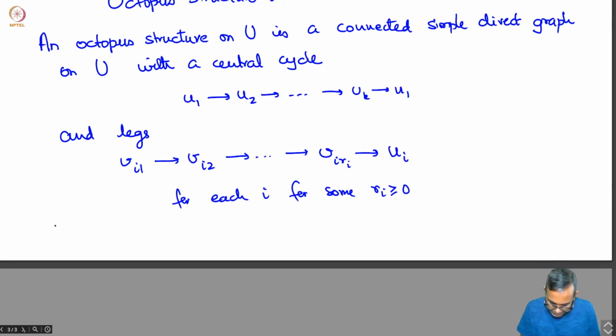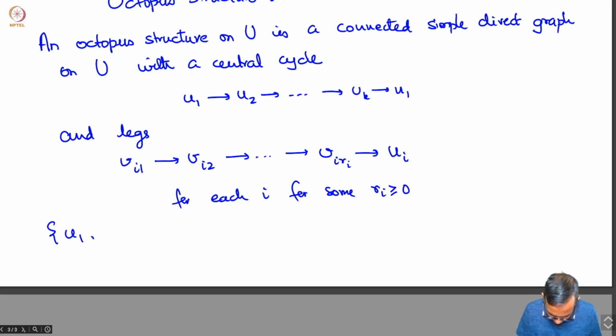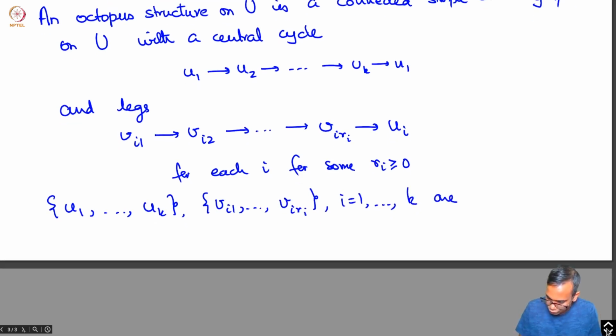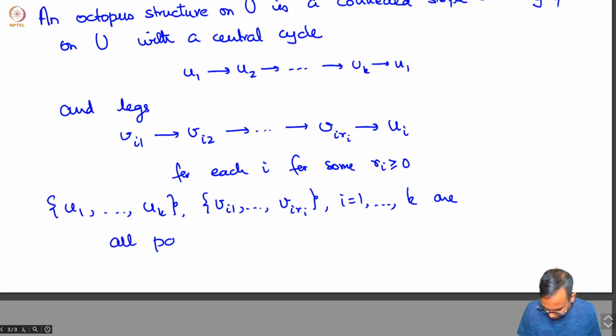And the sets U1, ..., UK, V_i1, ..., V_iRi, where i goes from 1 to K, are all pairwise disjoint, with union U. Every point is involved in this octopus.